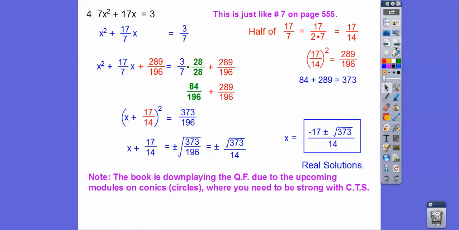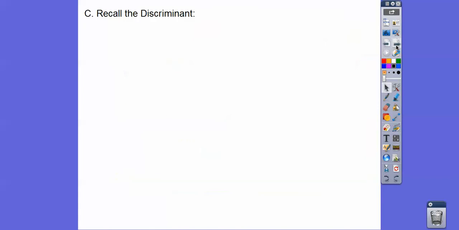Okay, one more. All right, and for this lesson, I forgot, you guys, this book is downplaying your quadratic formula, although that's coming up in part 2, because they want you to get good at completing the square. And when we get into our circles chapter, which is right around the corner, it's all about completing the square. So that doesn't go away, you guys. We're going to complete the square a lot, and I think it's the next module. Anyway, and we're skipping a couple of modules also.